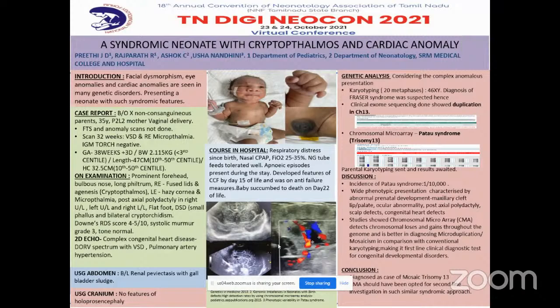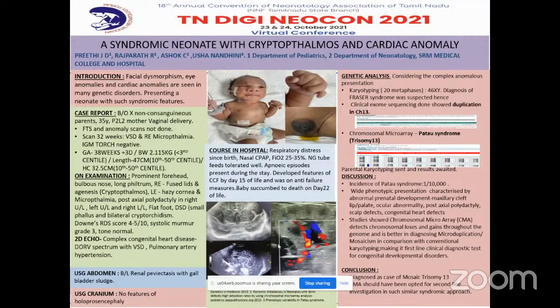So this was the course in the hospital of the baby. Baby was noticed to have respiratory distress since birth and was on nasal CPAP support with minimal FiO2 requirement of 25 to 35%. Tube feeds were tolerated well, and baby had multiple episodes of apnea during the hospital stay. Baby eventually developed features of congestive cardiac failure by day 15 of life and was started on anti-failure measures with diuretics.